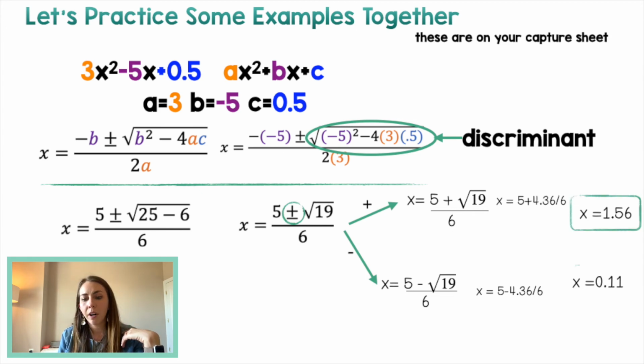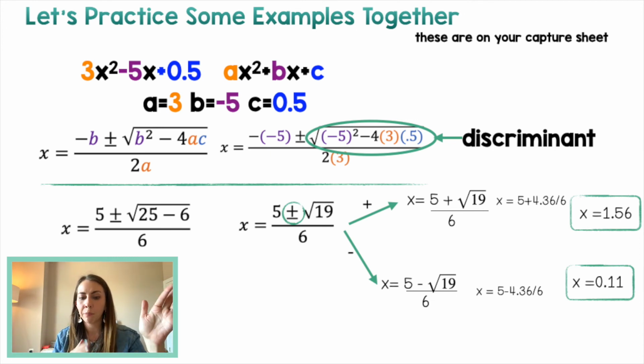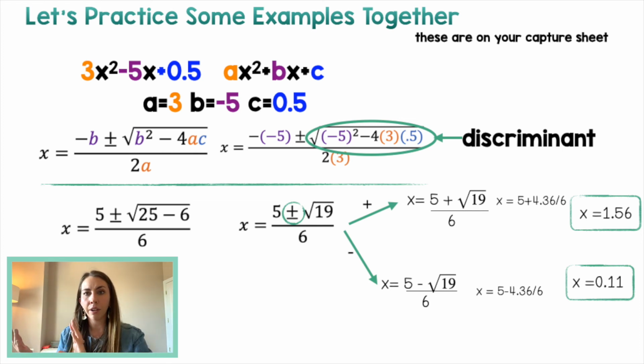So just as before, we have our two answers. These are the rounded decimal versions. You could also use the 5 plus or minus the square root of 19 over 6. So depending on what your teacher asks for, you can leave it in like that radical fraction form, or you can take it all the way and round it out. So that's it for our practice problems here. Hopefully you've learned a little bit about how to use the quadratic formula.